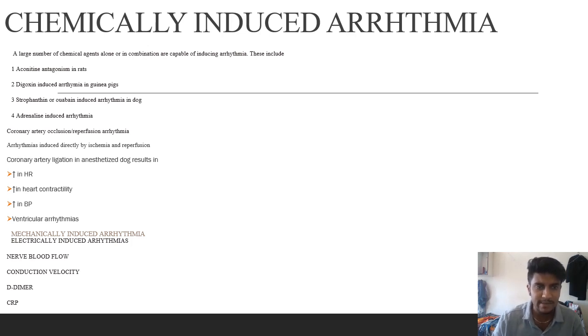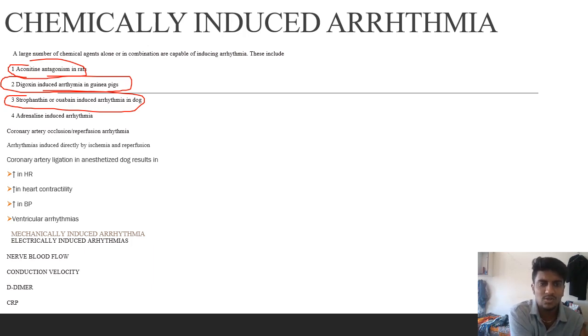So, in chemical induced arrhythmia, besides aconitine, we also have digoxin for guinea pigs, strophanthin or ouabain. Ouabain is widely used in heart failure models as well. So, strophanthin model in dogs. And for cardiovascular diseases, dogs are very preferred as a higher animal. And then we have adrenaline induced.